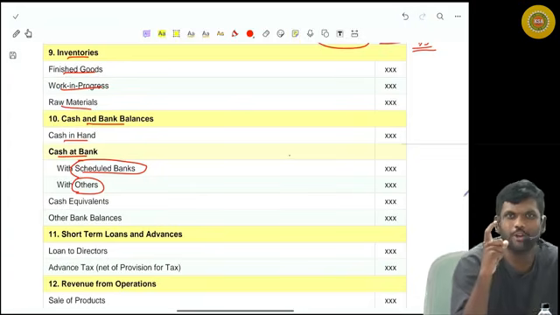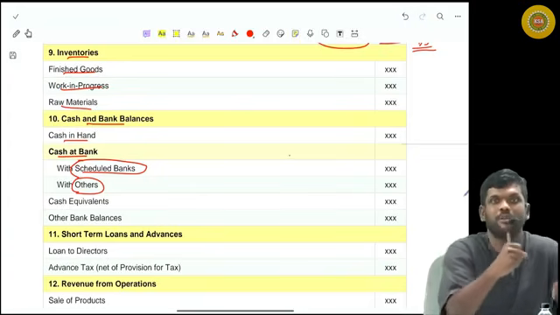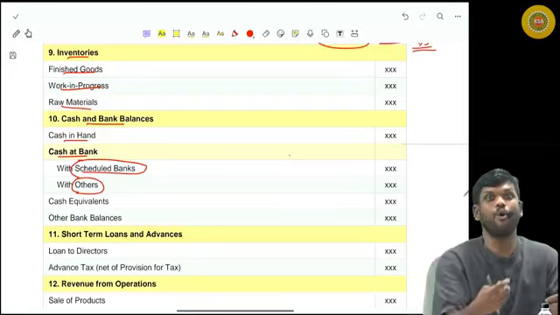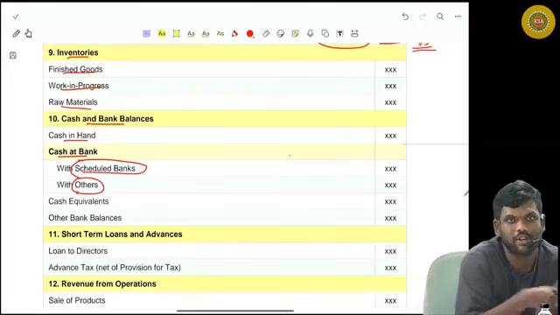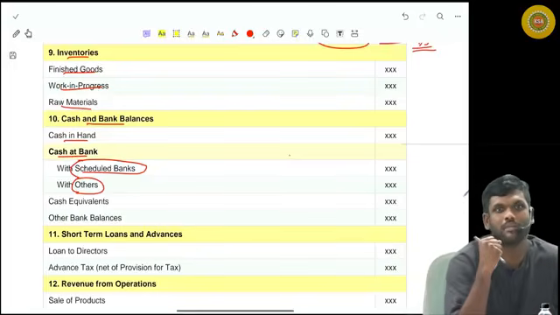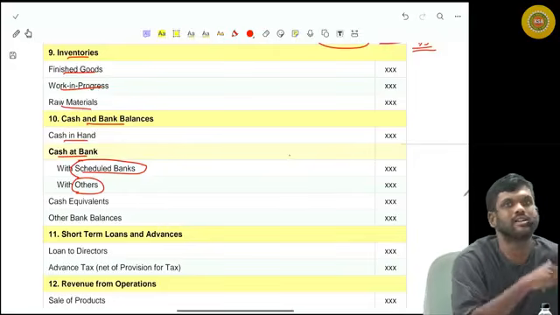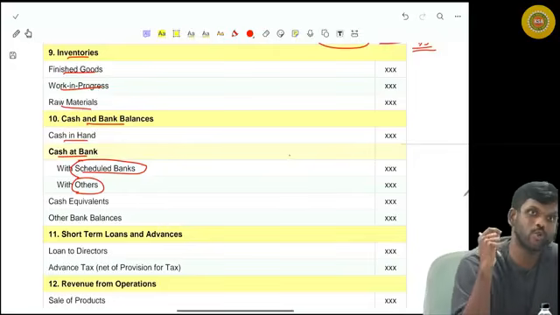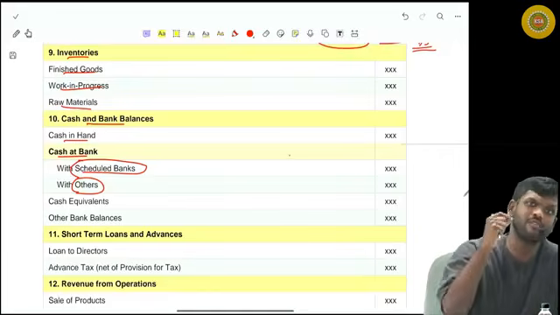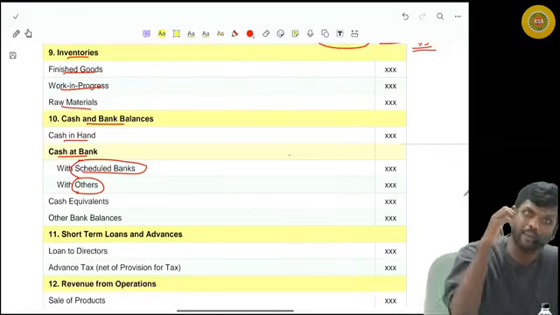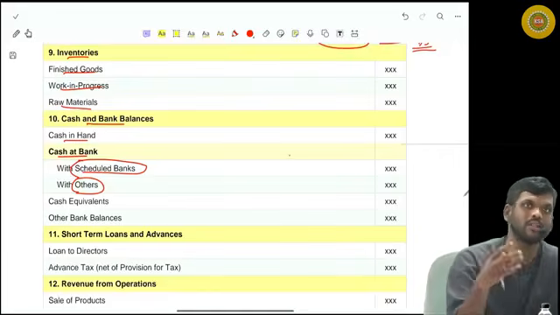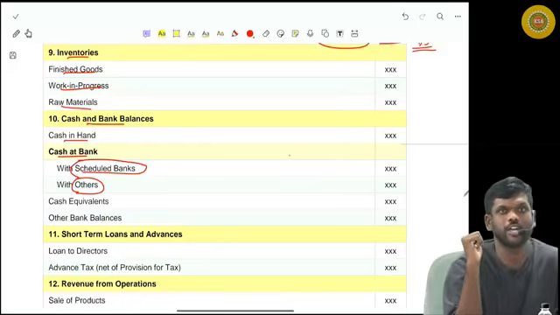Now for the scheduled banks, RBI will give some privilege. RBI has more trust in the scheduled banks because banks are very important for an economy. So RBI should have trust in that. So whatever banks are listed in the second schedule of the RBI Act, those are called scheduled banks, for which there are more privileges. RBI has more trust for those. Other banks are called non-scheduled banks.